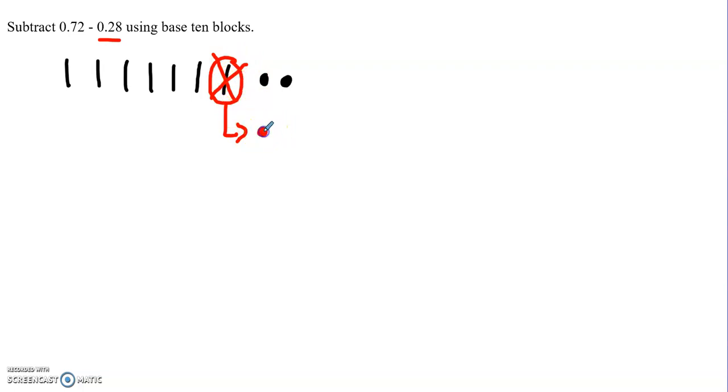So I'm going to draw out 10. 1, 2, 3, 4, 5, 6, 7, 8, 9, 10. Now that I have this, now I can subtract that 8. So let's X out 8 of them. 1, 2, 3, 4, 5, 6, 7, 8.